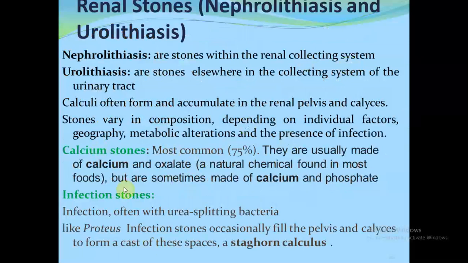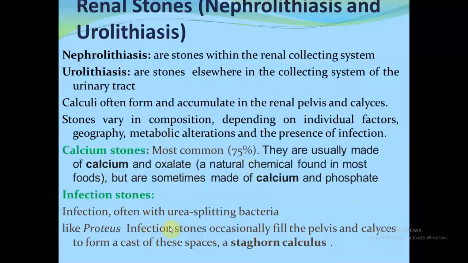We have four major types of renal stones: calcium stone, infection stone, uric acid stone, and cystine stone. Calcium stone هو most common type and it accounts for about 75% of all types of renal stone, and it's made up of calcium and oxalate or calcium and phosphate.